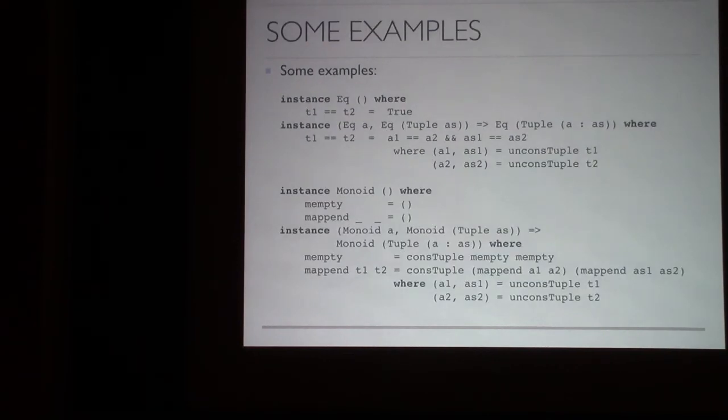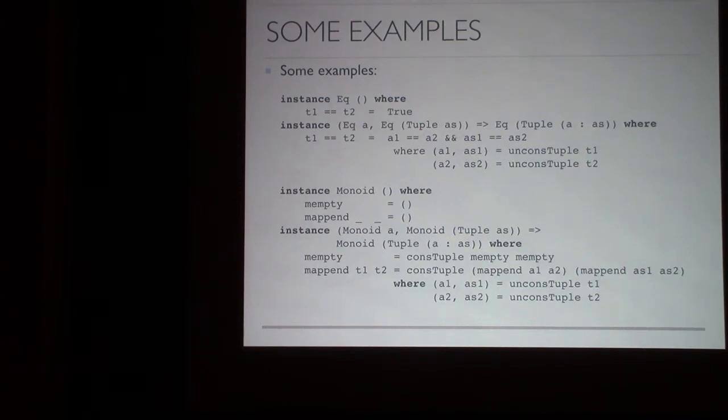And once you have that, equality, you define it on unit, and then you say, well, equality on a tuple that has 1 thing more, you compare that 1 thing and you compare the rest. Exactly as you expect it to look. Or monoids for arbitrary tuples, it looks the way you expect it to look. For equality, you just need unconst to take them apart. For the monoid one, you need to take them apart, stick them together with an append, and then build the tuple back up again with constTuple.